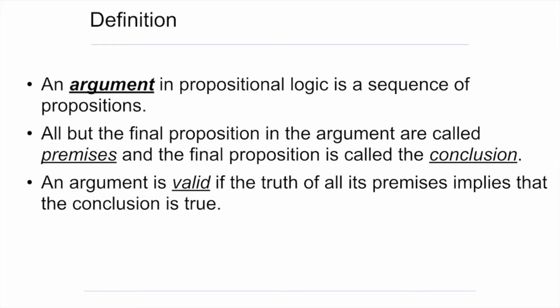An argument in propositional logic, which is the topic we are studying, is a sequence of propositions. All but the final proposition in the argument are called premises, and the final proposition is called the conclusion. An argument is valid if the truth of all its premises implies that the conclusion is true. So this is what we want to prove. We want to prove that the argument is valid, and we are going to do so by proving that if all the premises are true, then it will imply that the conclusion is also true.